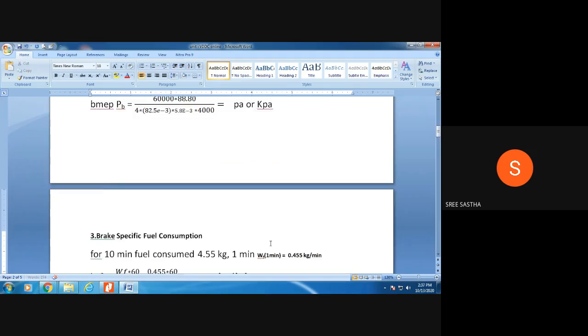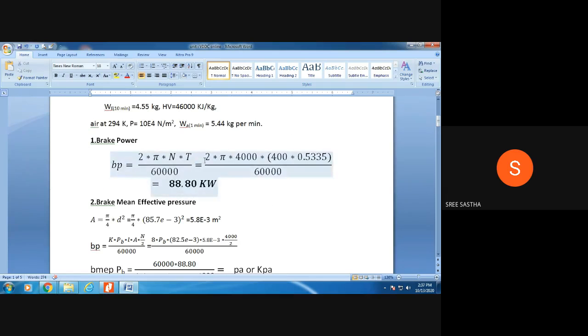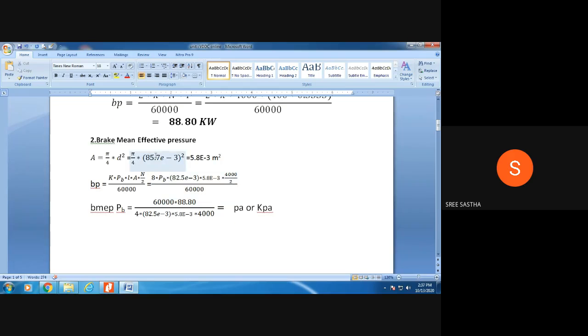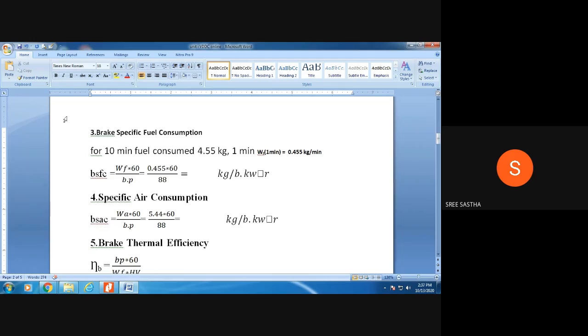So the first parameter, brake power, we have calculated, and the second parameter, brake mean effective pressure, we have done. The third one, brake specific fuel consumption, we have calculated using this formula: WF into 60 by BP, and WA into 60 by BP. So you have to work out and give the answer.